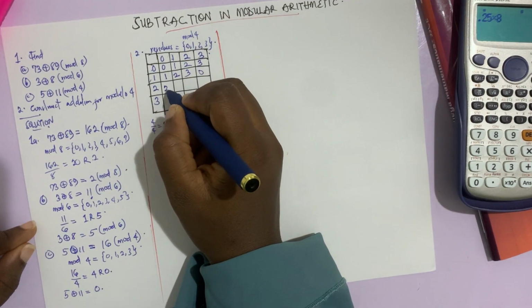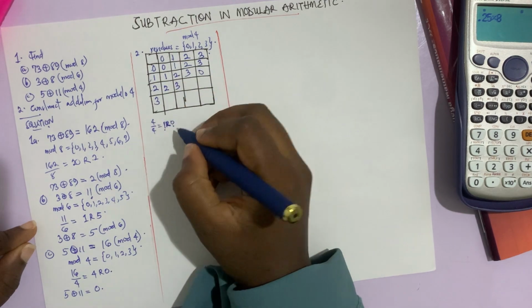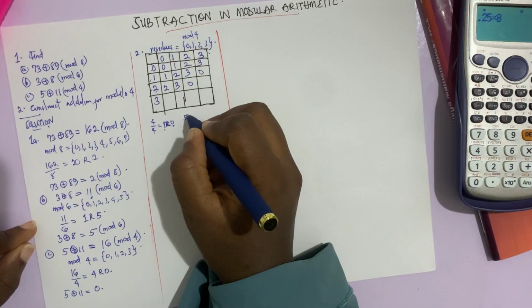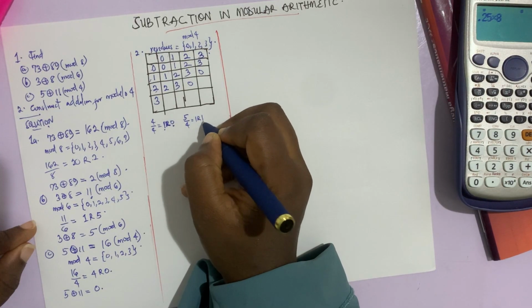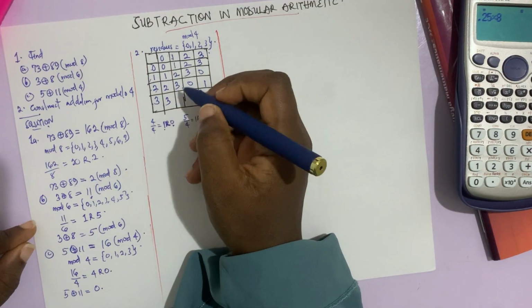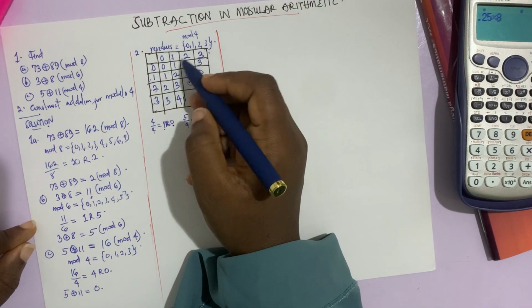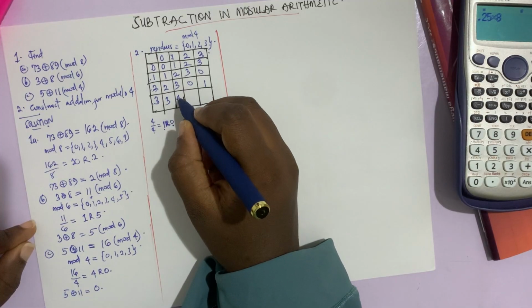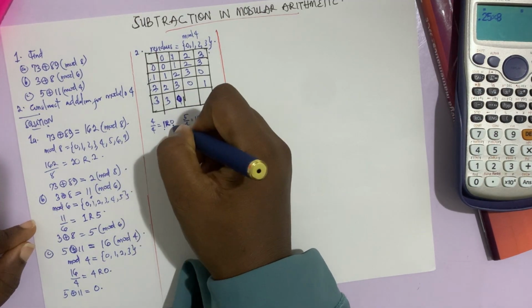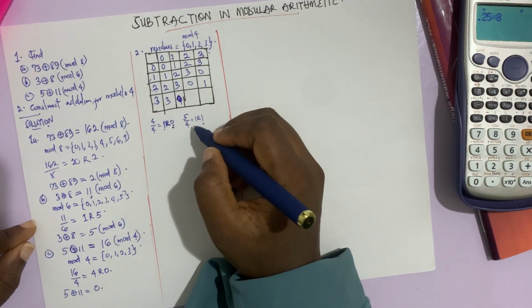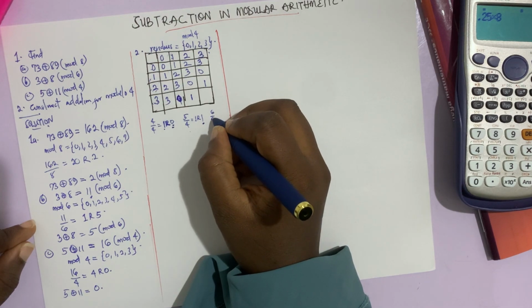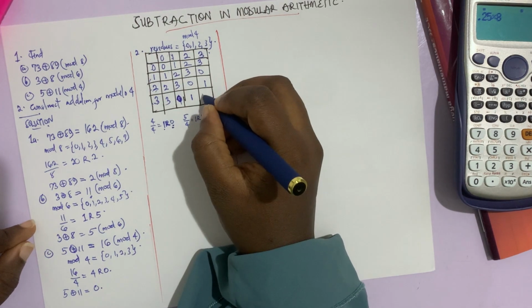So 2 plus 0, 2. 2 plus 1, 3. 2 plus 2, 4. So instead of 4, we write 0. And then 2 plus 3, 5. So 5 divided by 4 will give us 1 remainder 1, so we write 1. 3 plus 0, 3. 3 plus 1 is 4, so we can't write 4, so we write 0, because 4 divided by 4 will give us 1 remainder 0. 3 plus 2, 5. 5 divided by 4, 1 remainder 1, so we write 1. And 3 plus 3, 6. 6 divided by 4 will give us 1 remainder 2, so we write 2.